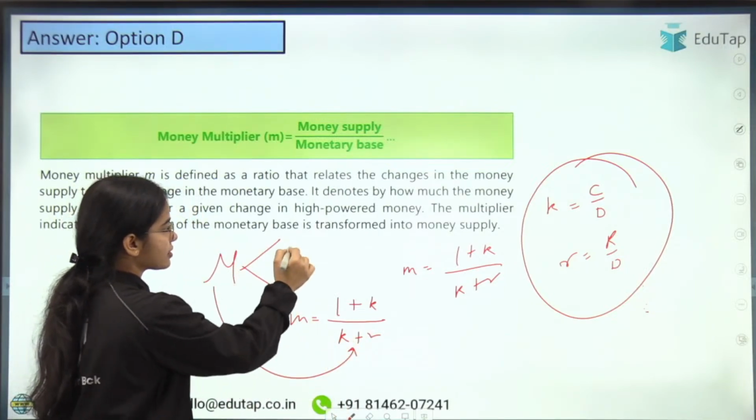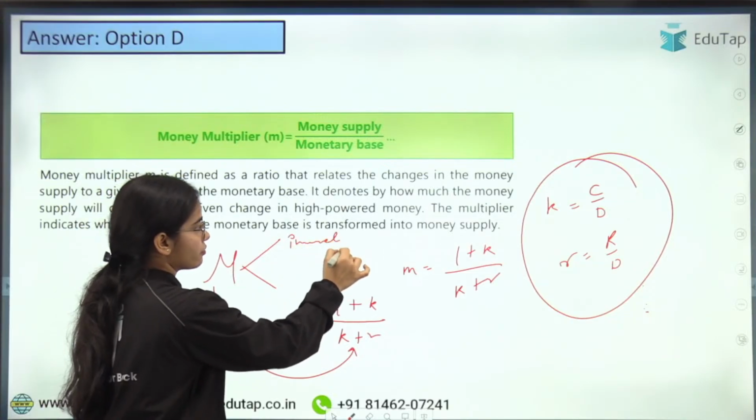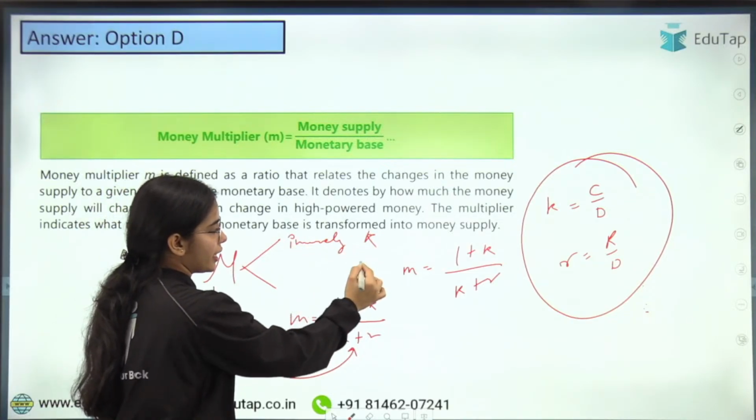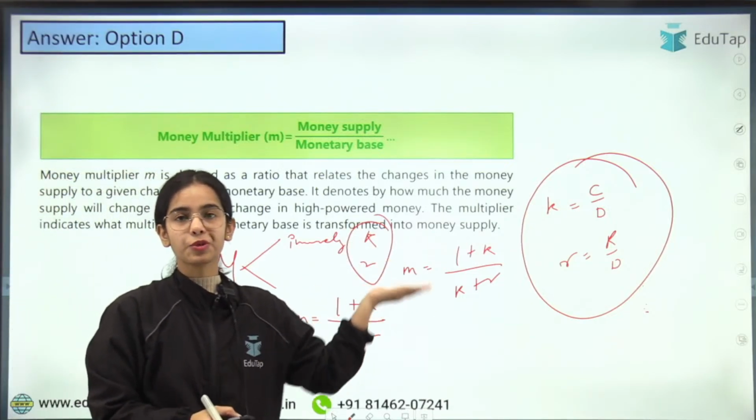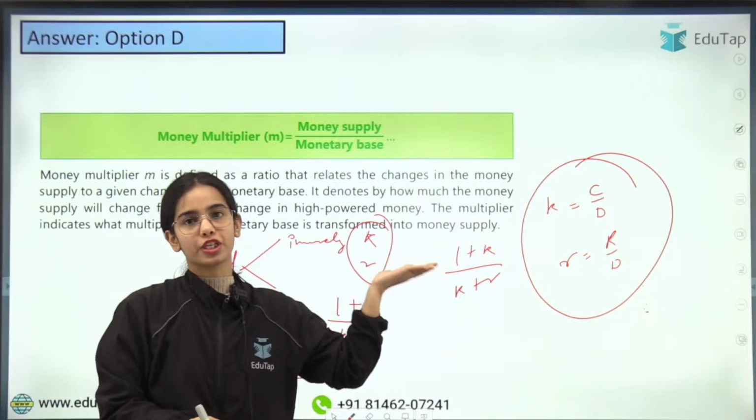The money supply is inversely related to K and R. That is, money supply will decrease if the currency to deposit ratio or the reserves to deposit ratio is increasing.